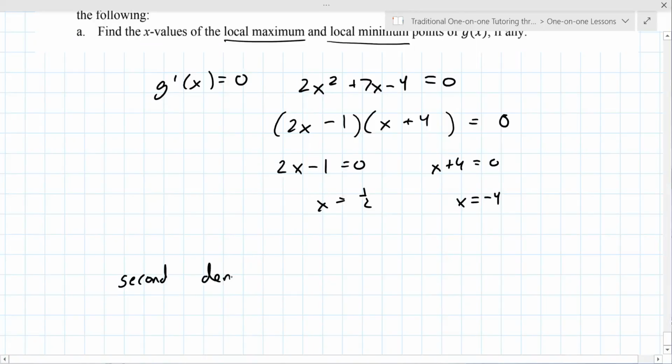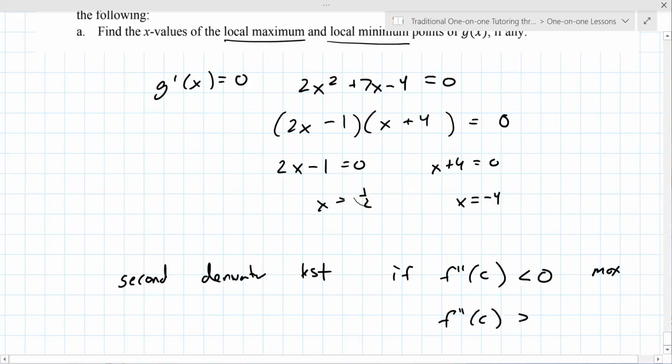Okay, so the second derivative test says if f double prime of c, so you take your second derivative and you evaluate it at, say, 1/2. If that is less than 0, you get a max. If you evaluate c and it's greater than 0, you get a min. You're like, wait, you just said less than 0, it's a max, greater than 0, min. I don't make the rules. This is what it is. I mean, it's just, this goes on your note sheet.